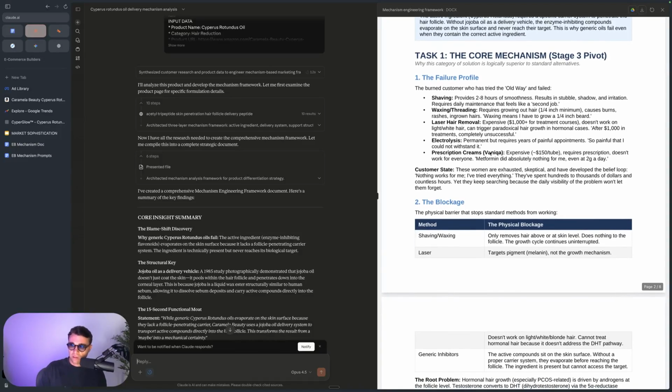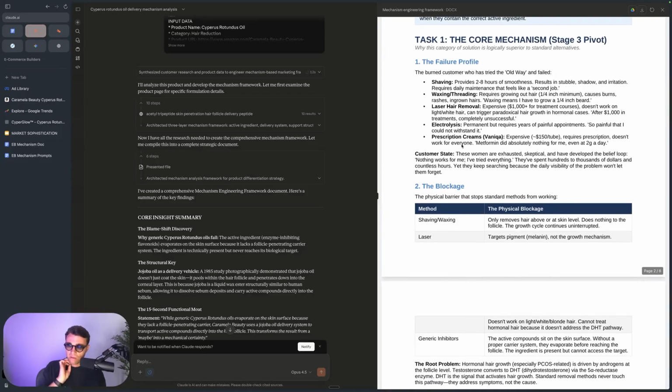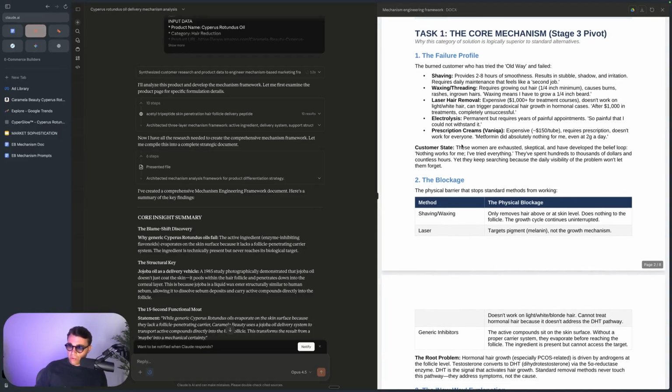Waxing and threading requires growing out hair, a quarter of an inch minimum, and causes burns, rashes, ingrown hairs. Waxing means I have to grow a half inch beard. Laser hair removal is expensive, $1,000 for treatment courses, and doesn't work on light or white hair. It can trigger hair growth in hormonal cases. After $1,000 in treatments, completely unsuccessful.